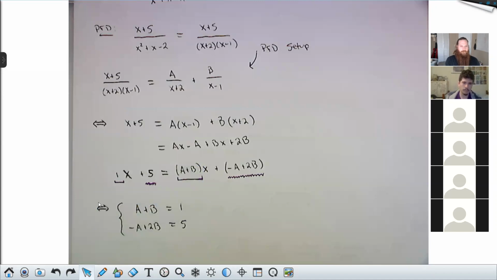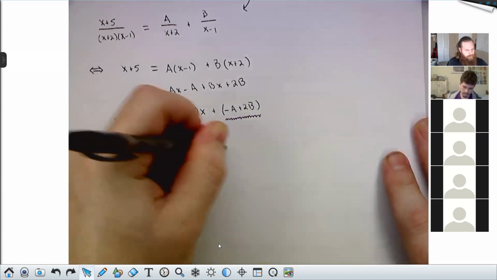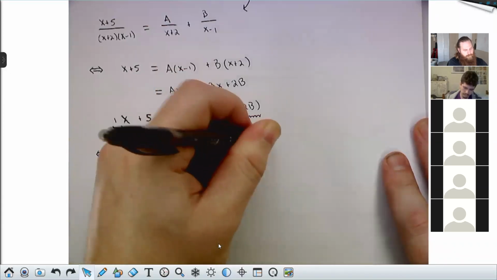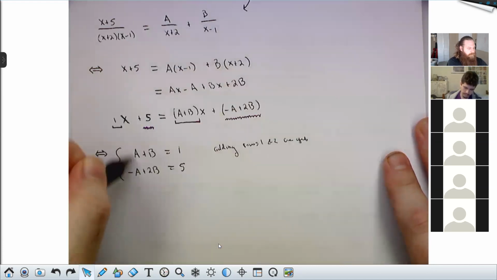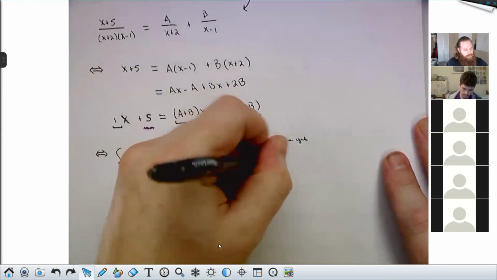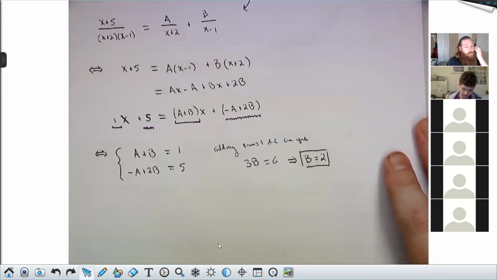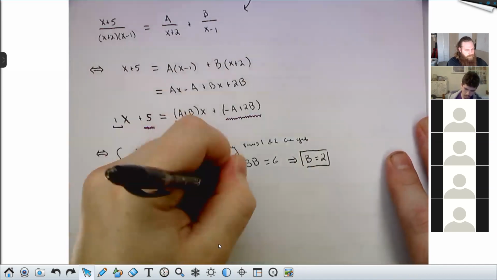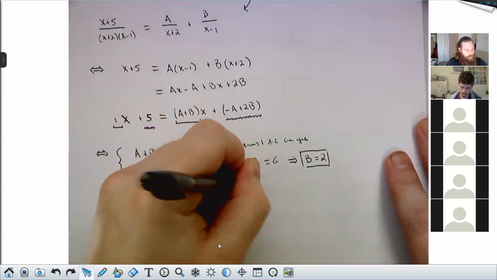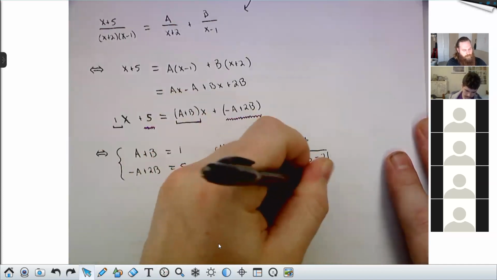Okay, who knows how to solve this linear system? What's the fastest way to solve a linear system like this? Add them up. Yeah, add 'em, elimination. So if I add row 1 to row 2, a plus negative a is 0a, and b plus 2b is 3b. 1 plus 5 is 6, which tells me b has to be 6/3, which is 2. And then we back substitute. So now equation 1, a plus b equals 1 becomes a plus 2 equals 1, which means a has to be 1 minus 2, which is negative 1.